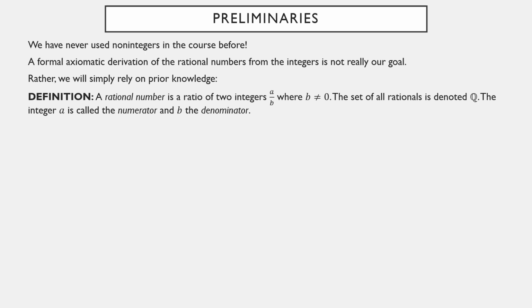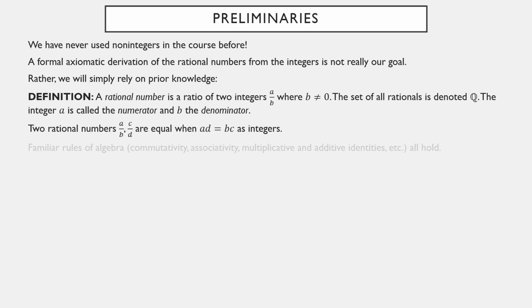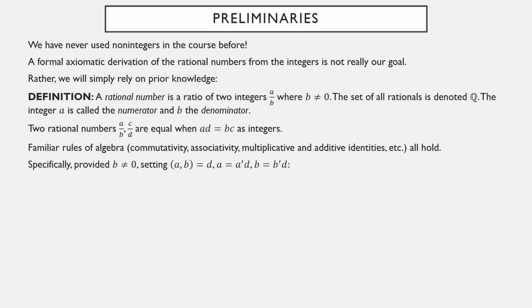A rational number is a ratio of two integers, a over b, where the denominator b is not equal to 0. The set of all rational numbers is denoted with this Q. The integer a is called the numerator and b is the denominator. a over b and c over d are equal exactly when a times d equals b times c as integers. Now, all the familiar rules of algebra like commutativity, associativity, multiplicative inverses, additive identities, etc., they all hold.